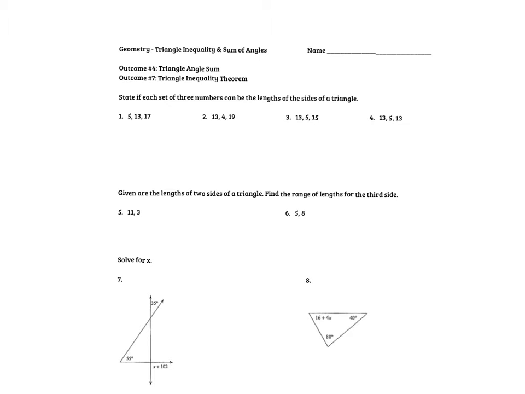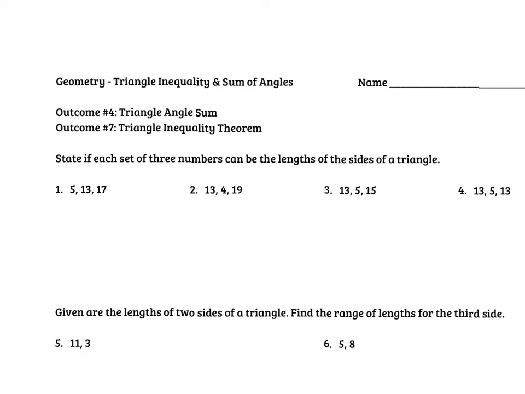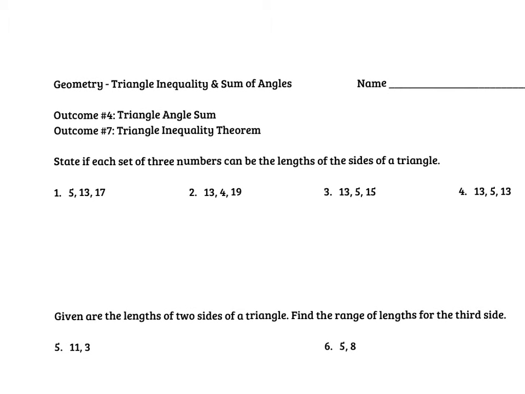Hello everyone, so I'm just recording this video in case you were absent on Wednesday or Thursday of this week, because we covered two new topics on Wednesday and Thursday this week, so I want to make sure that everyone can learn those topics. So we learned outcomes number 4 and 7. Outcome number 4 is the triangle angle sum theorem, and outcome number 7 is the triangle inequality theorem.